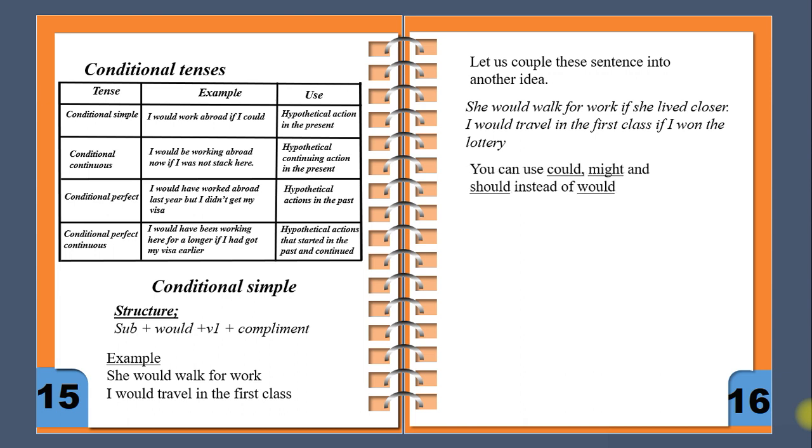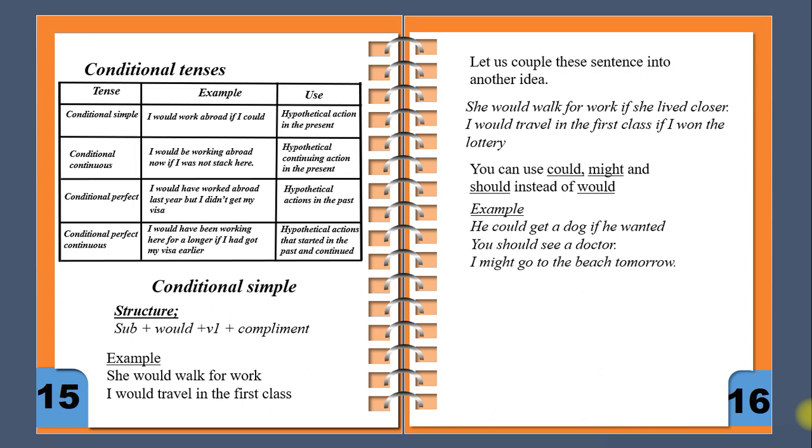You can use could, might, and should instead of would. For example, he could get a dog if he wanted. You should see a doctor. I might go to the beach tomorrow. So, look at those three examples. We use could, should, and might instead of would.